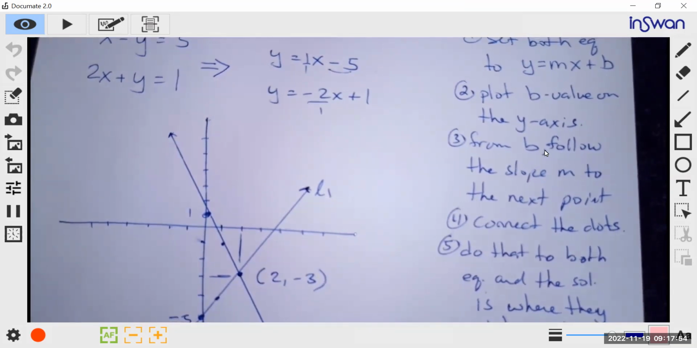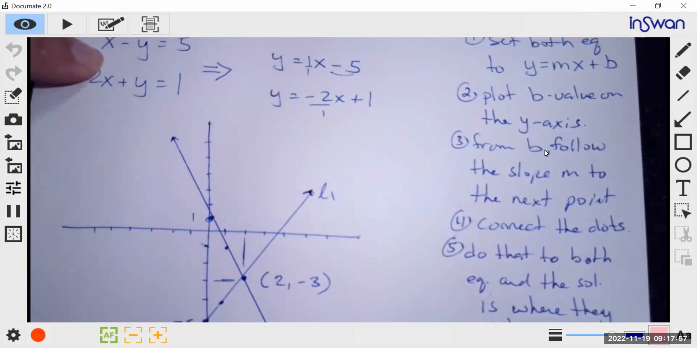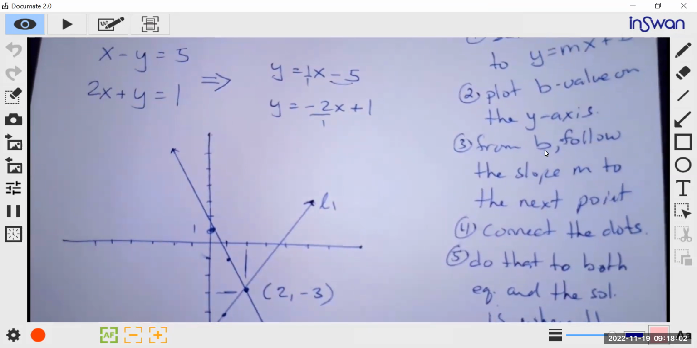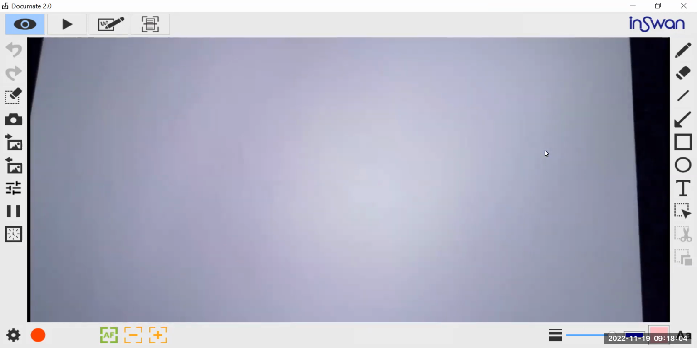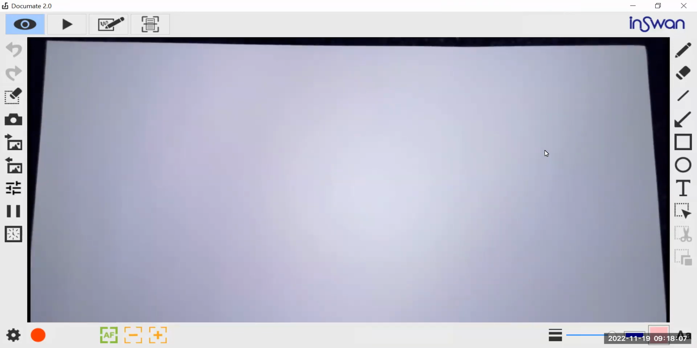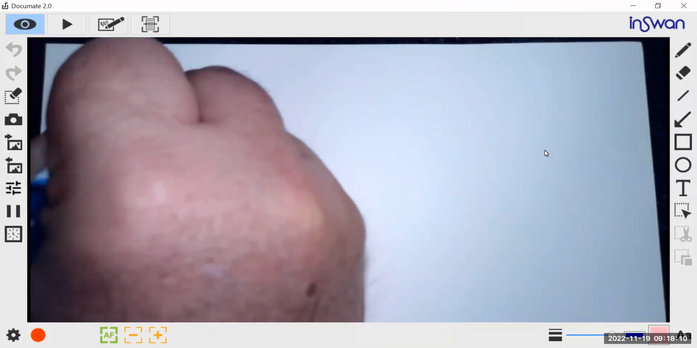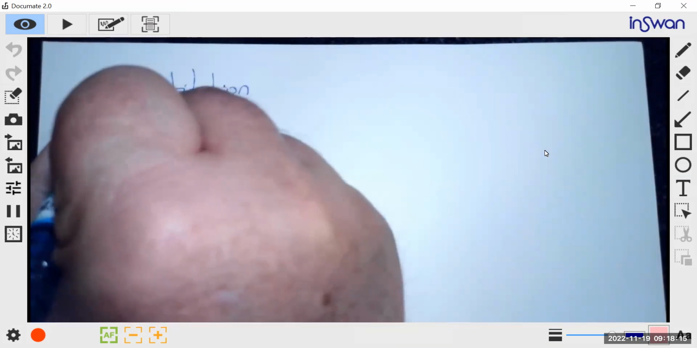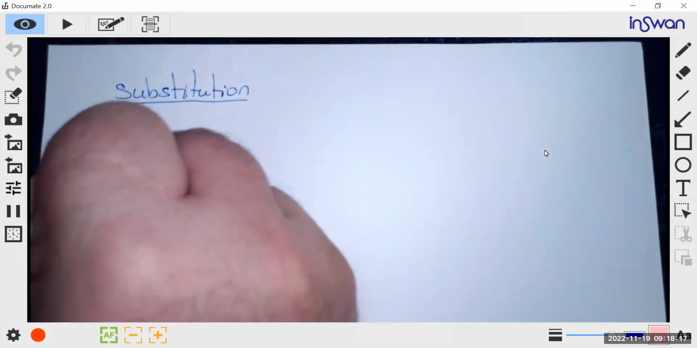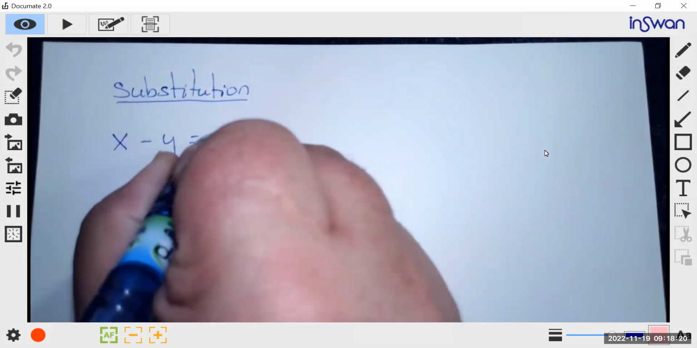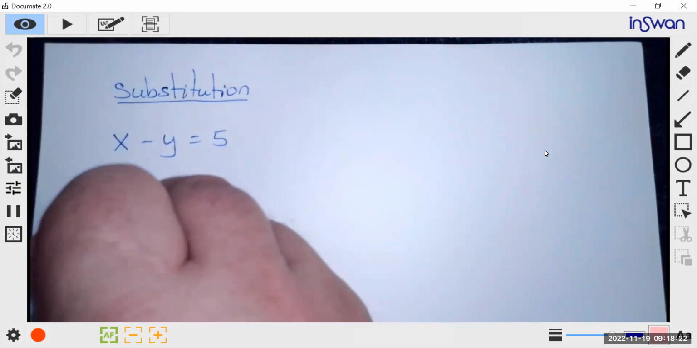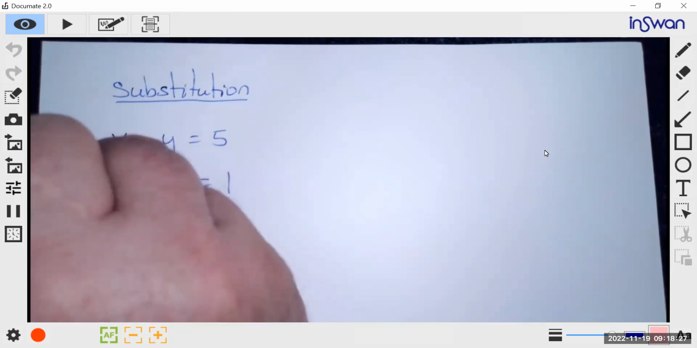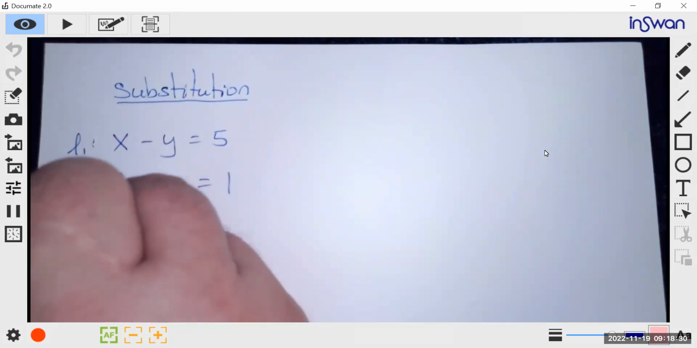Set them both equal to each other, stuff we've been doing. Now substitution, we use the same equations to see what we get. So we have x minus y equals 5, 2x plus y equals 1. This is line 1. This is line 2.